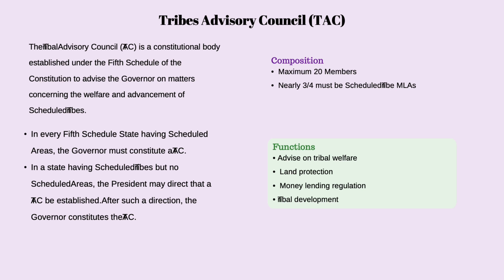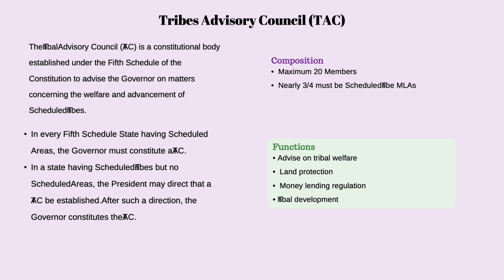Okay, now in these 10 states, only certain areas are considered scheduled areas, right? Not the entirety. The entirety of Andhra Pradesh is not tribal. Telangana, Chhattisgarh, Jharkhand, Odisha, Maharashtra, the majority of the people are non-tribals. Only a few areas of these 10 states are considered scheduled areas, and in those scheduled areas, a Tribal Advisory Council is constituted.